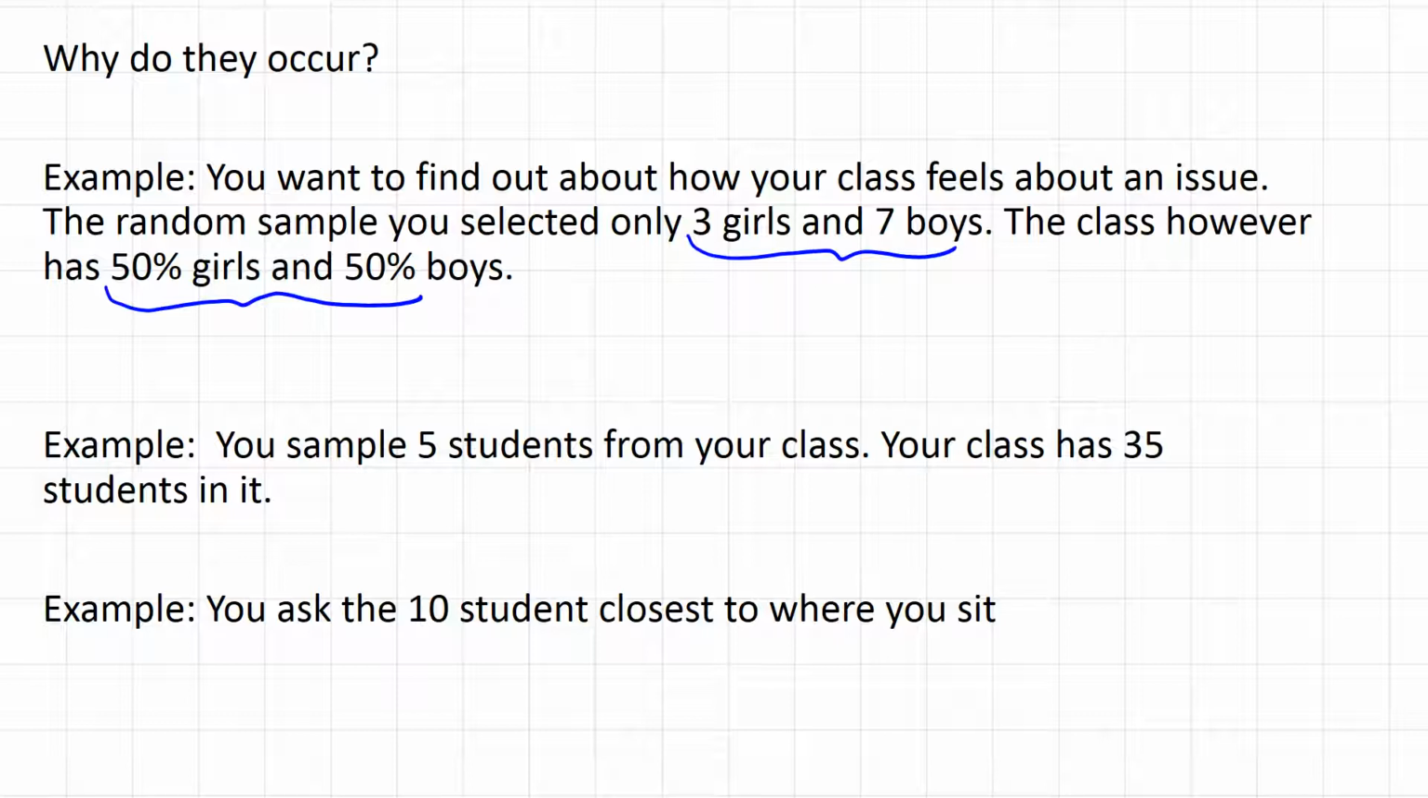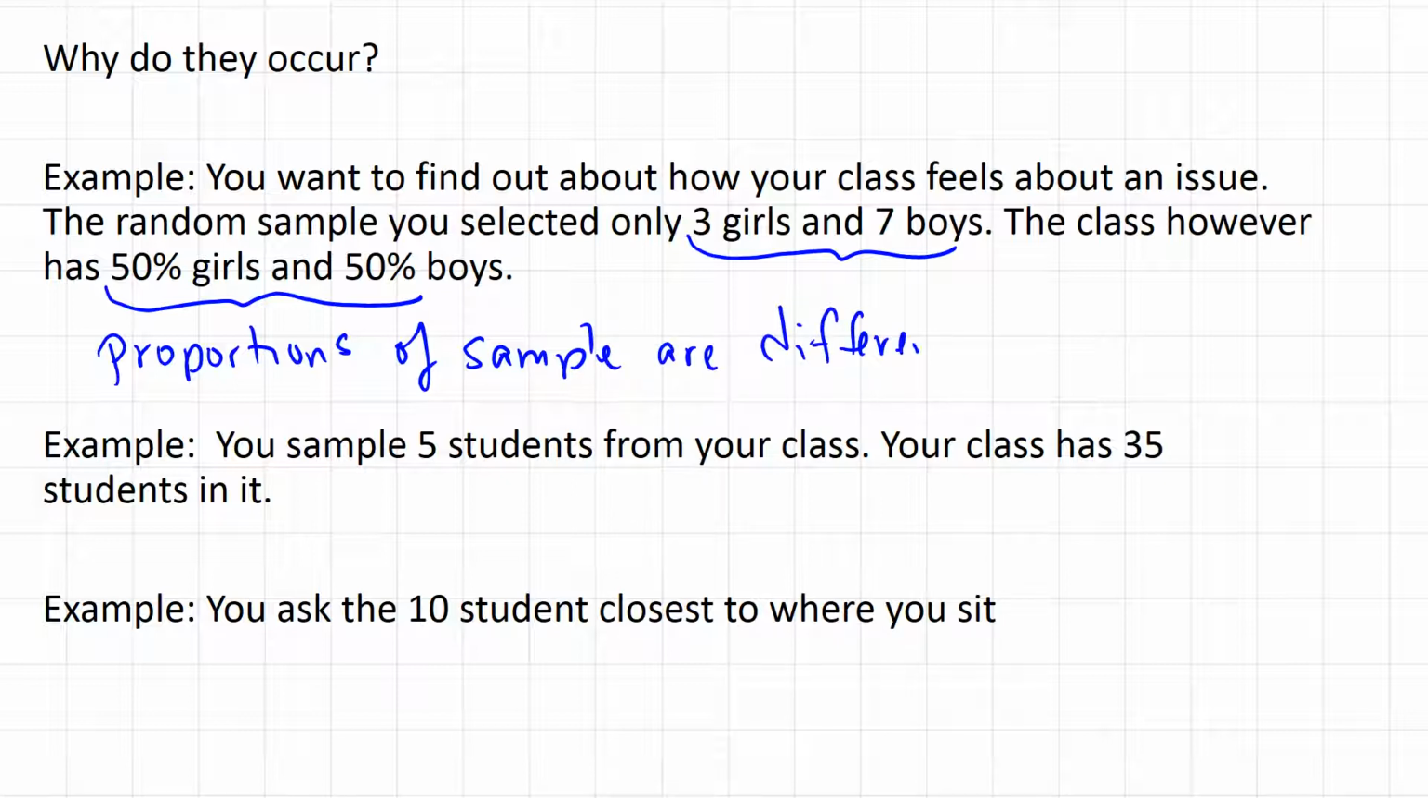So one way to get a sampling error is that the proportions of the sample are different than the population. Ideally, you would want a sample that would be 50% girls, 50% boys, so 5 girls and 5 boys. Let's take a look at the next example.